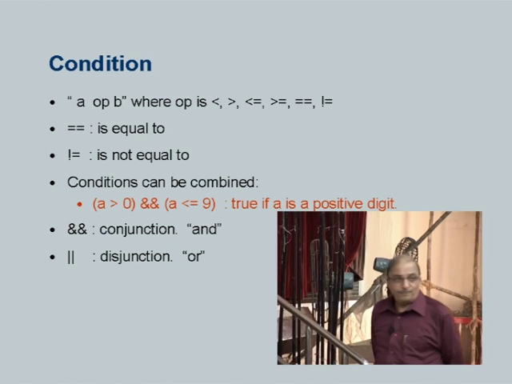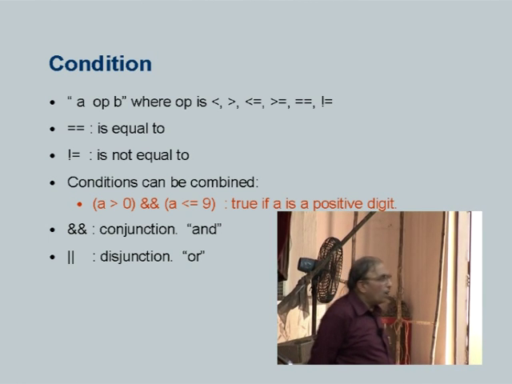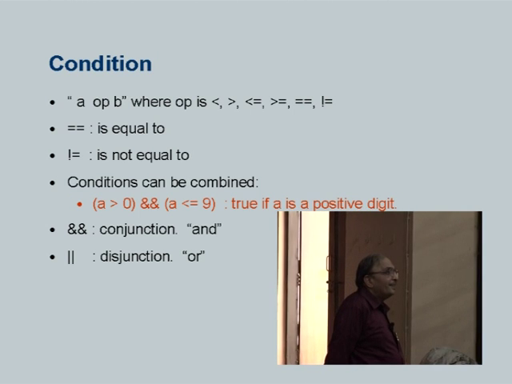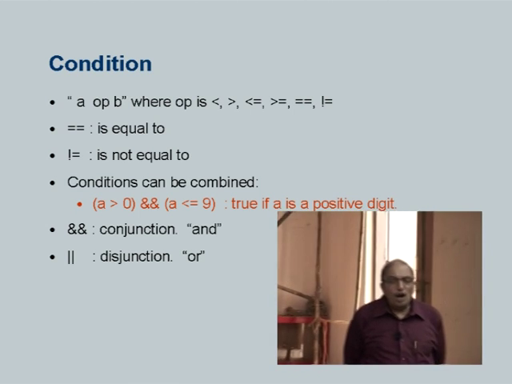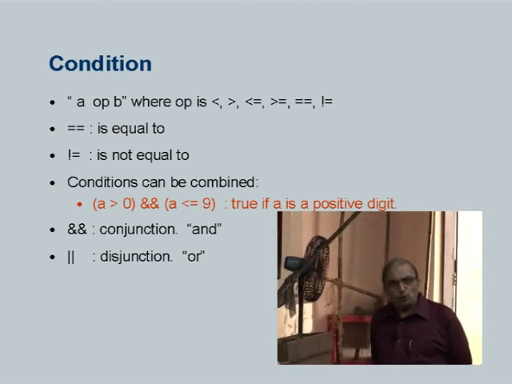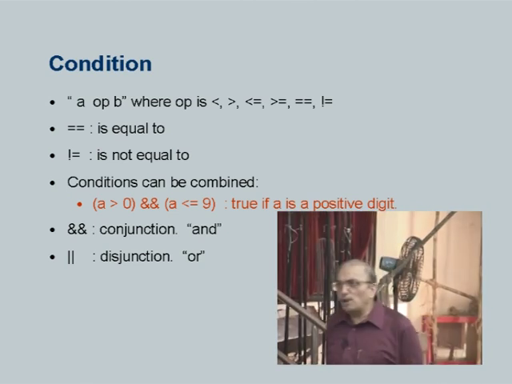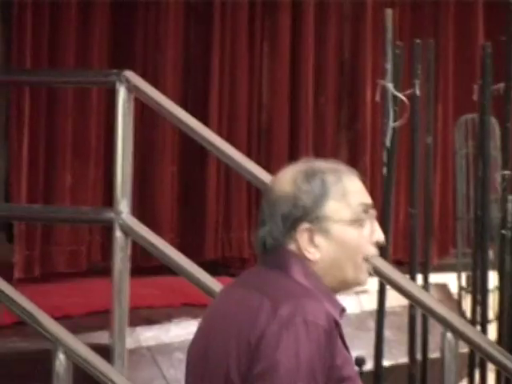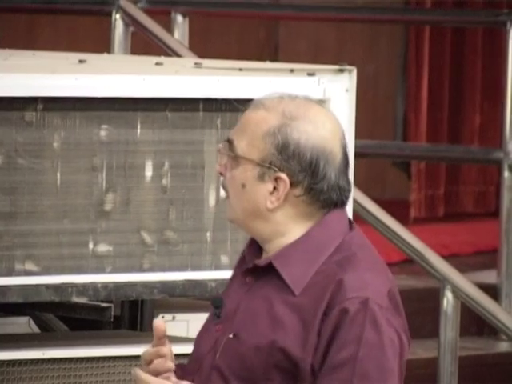Conditions can be combined. You are familiar with logical operators and, or, not? All of you are familiar? Good. So and, or, not can be put together. There is a truth table for these logical operators. For example, true and true is true. True and false is false. True or true is true. False or true is true. But false or false is false. This is the mechanism of and, or. Those of you who don't understand can refer to any book on logic or simple maths.